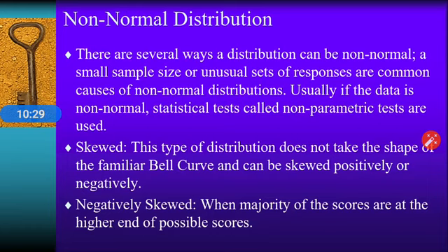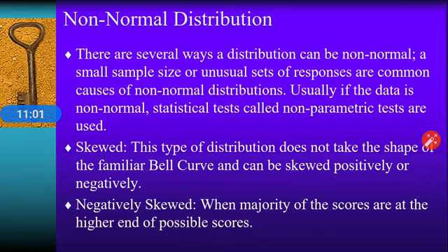This type of distribution does not take the shape of what we just discussed, the bell curve, and it can be skewed positively or negatively. It is called positively skewed if the majority of the scores are at the lower end of the possible scores. But if the majority of the scores are at the higher end of the possible scores, then these are called negatively skewed data.